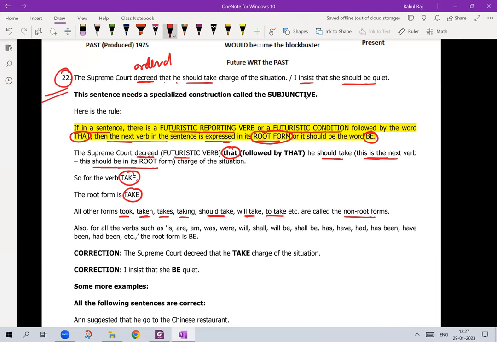I insist that she be quiet, not should be. So all other forms such as is, are, am, was, were, shall be, whatever, the root form is be. So the correction to the sentence would become: the Supreme Court ordered that he take charge of the situation. Should take is wrong. I insist that she should be quiet is wrong. I insist that she be quiet.